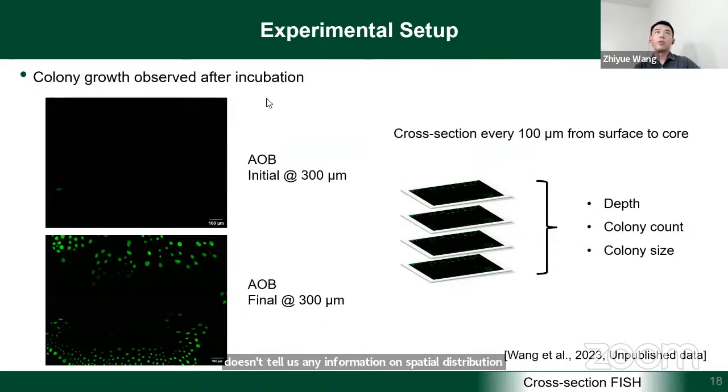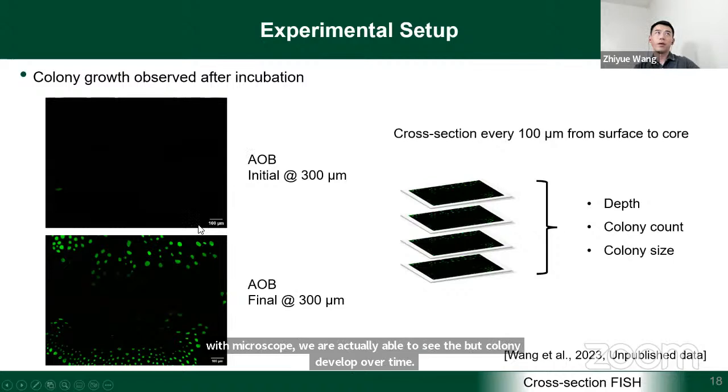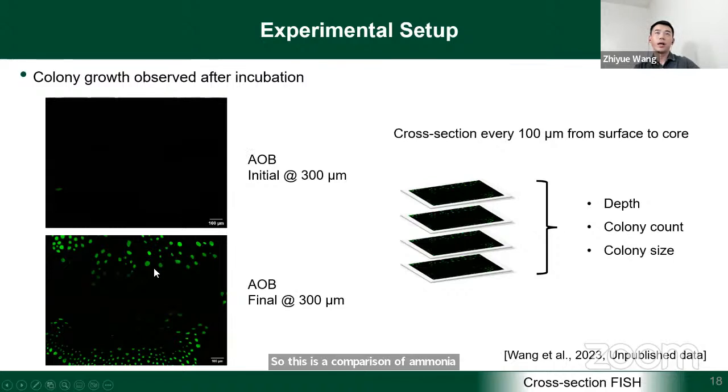So with the microscope, we are actually able to see the colony develop over time. This is a comparison of ammonia oxidizing bacteria lit up by fluorescence dye before and after the incubation. So we see some colonies developing. With these images, at the end we'll have a pile of images every 100 micrometers, and we extract depth, count, and size information of the encapsulated colonies, and then plot it out.